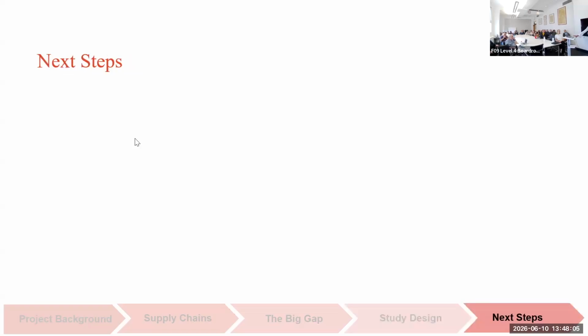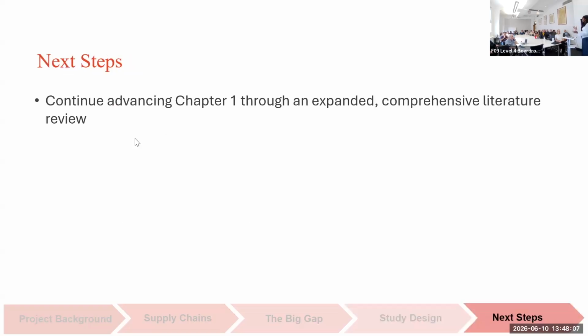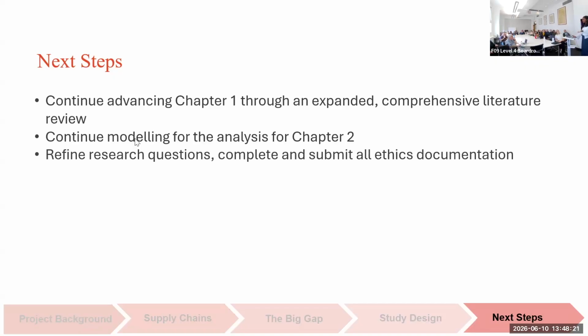In terms of my next steps, I'm hoping to continue advancing my research and my reading on supply chain frameworks and increasingly creating this comprehensive literature review. And yeah, the modeling stages for my chapter 2 are also in their early stages, so continue doing this. And finally, to refine my research questions and to submit all my ethics documentation.